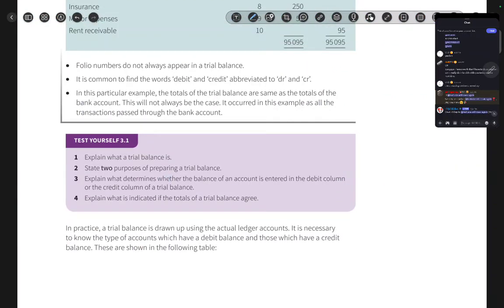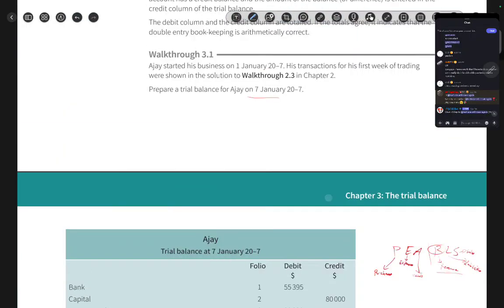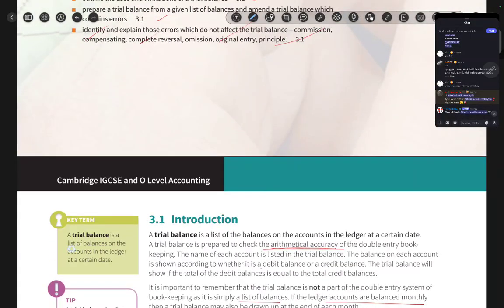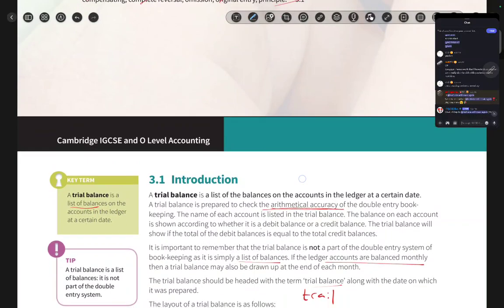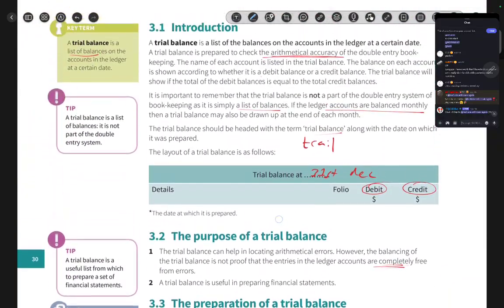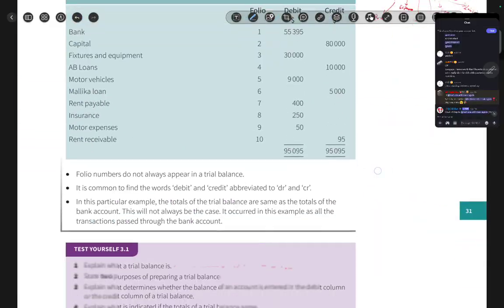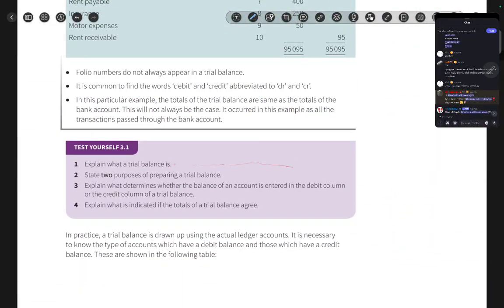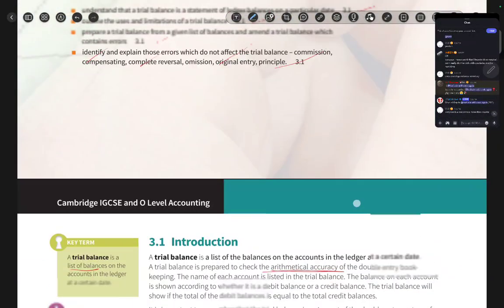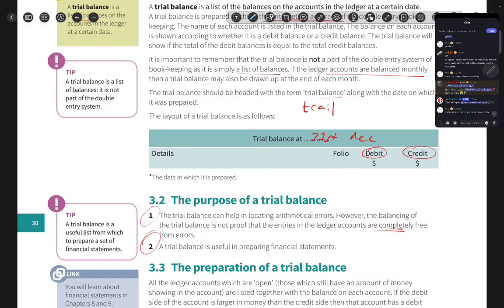Explain what a trial balance is. It's literally a list of balances on the accounts in the ledger at a certain date. The ledger basically means the accounting records, like a computer system, at a certain date, such as the 31st of any month, or the last day of the year. Okay, two purposes of preparing a trial balance, it's right here, one and two.